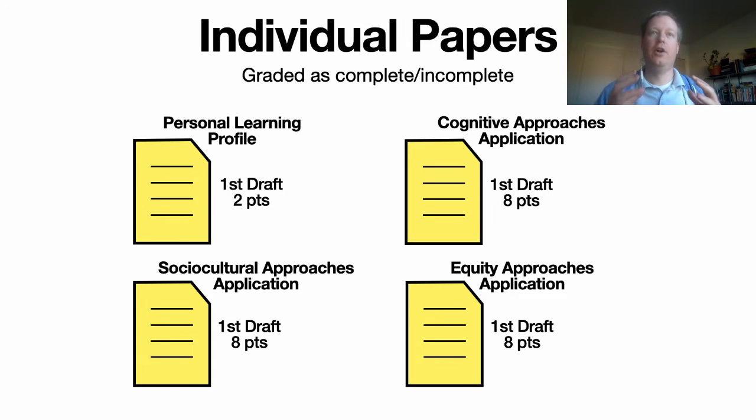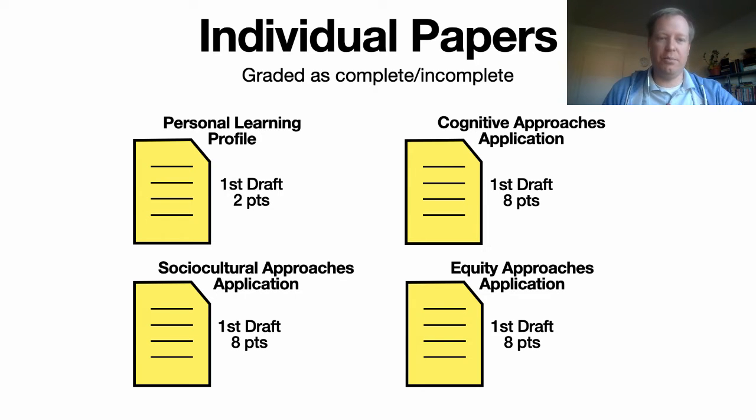So first of all, throughout this course you will turn in four main papers: a personal learning profile, a cognitive approaches paper, a sociocultural approaches paper, and an equity approaches paper. The first three you should have already completed. And what you're turning in is a draft of these. It's not a final version, but it should be a good draft. It shouldn't be just garbage that you throw out. But also, our first drafts tend to be not great, and that's okay. So I want you to work at it, but still recognize that it's a first draft. So each of these will be a first draft.